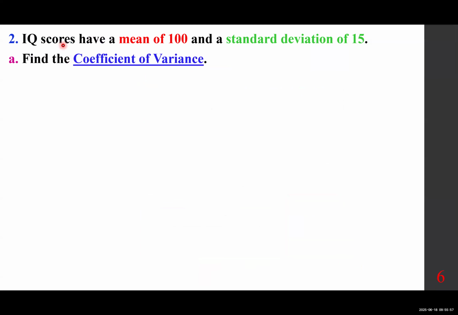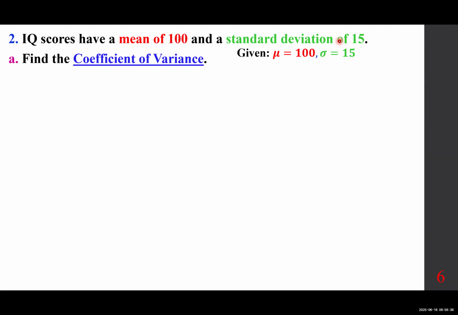IQ scores have a mean of 100 and a standard deviation of 15. Find the coefficient of variance. So let's see what we have. First and foremost, mu is 100, sigma is 15. Remember, mu versus x bar. Both of them are the mean. X bar is the mean for a sample. Mu represents the mean for the population. So we use Greek letters for the population. And for the standard deviation, s for the sample, sigma for the population. How do we know this is the population? It's referring to IQ scores, and it's not referring to a specific size of a sample.